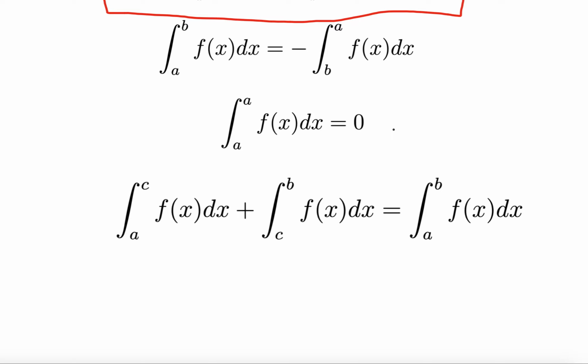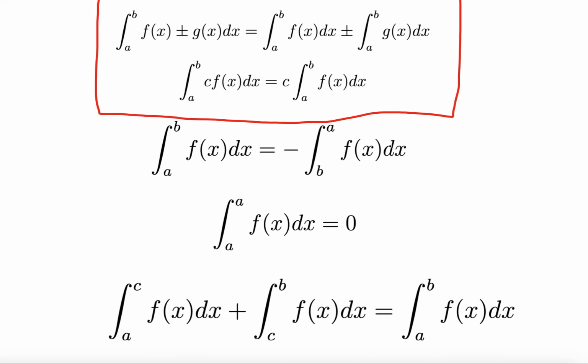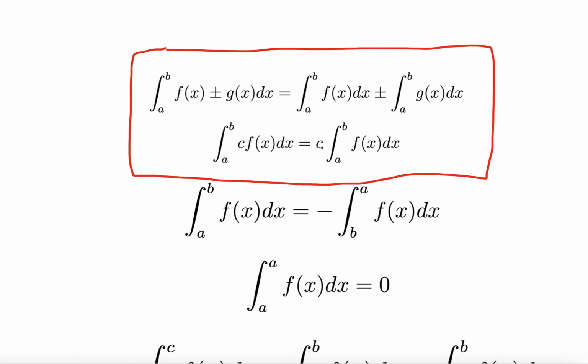So these are all properties that are being used after we prove them in the proof of the fundamental theorem of calculus, which is why you cannot jump to it right away if you want to be rigorous. Okay, without further ado, let's get into it.